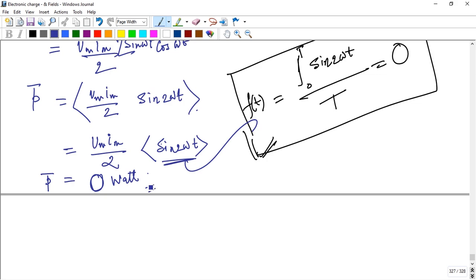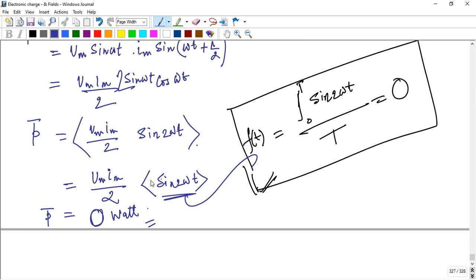So that's the basics of AC voltage applied to a capacitor. If you have any doubt, please ask in the comment section. So today we end the class here.